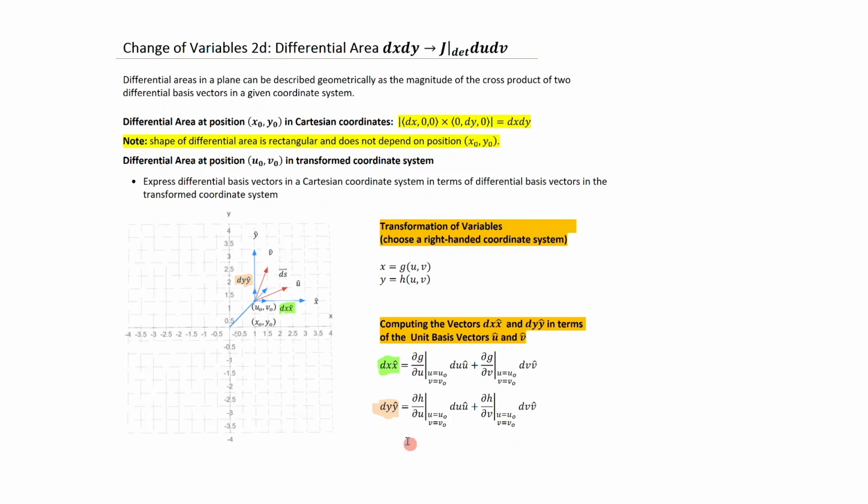dv, v hat. Similarly, for y, you basically take the second expression and take the partial derivative with respect to u, du, u hat, plus the partial derivative with respect to v, dv, v hat. So this is now basically the original differential vectors in relationship to the new differential vectors.